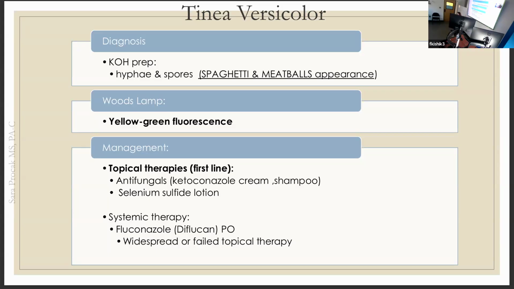Treatment for this: topicals are going to be first line. So that's going to be your antifungals, right? Ketoconazole cream is the common one to use, or shampoo, or even sodium sulfide lotion, okay? You could use these on their own, or you could even use them as a combo treatment, where you have your patient use the sodium sulfide lotion prior to getting into the shower. They put it on their spots, leave it on for a few minutes, then get into the shower and wash it off, okay? Get out of the shower, and then they apply their antifungal.